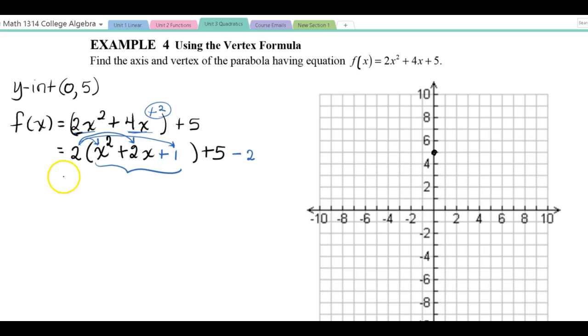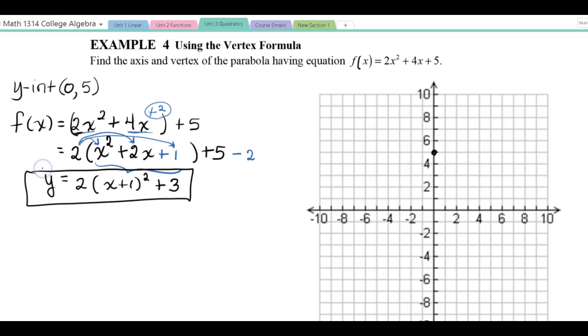Continuing on our completing the square, we're going to get 2 times x plus 1 squared, and on the outside I get plus 3. This is my equation in graphing form or vertex form, because I can quickly find that the vertex is equal to (-1, 3). Remember, on the inside I solve for x, and that's how I get x is equal to -1, and on the outside it's a positive 3.